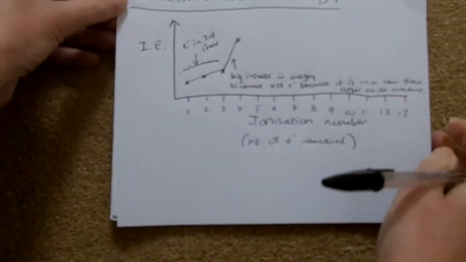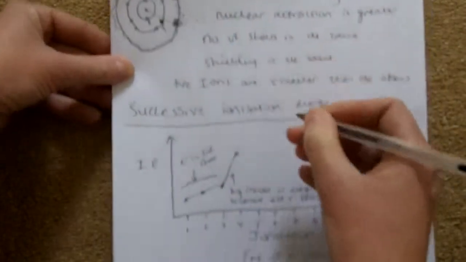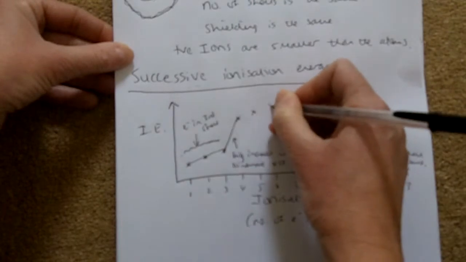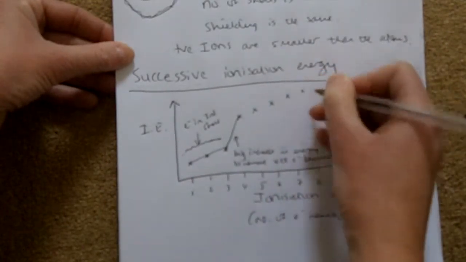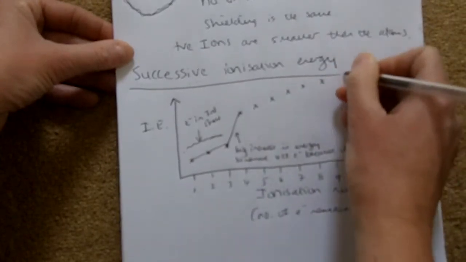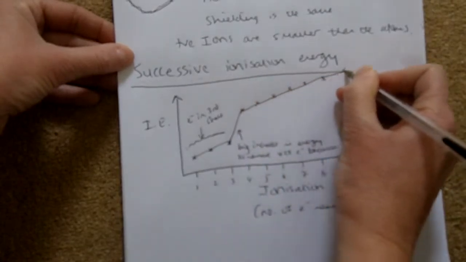Closer to the nucleus, right? That's the fourth one. But then we're in the second shell, so we remove the fourth one, and then the fifth one is a little bit tougher, and then the sixth, and you carry on till all eight in the second shell have been removed. So that's the second shell.